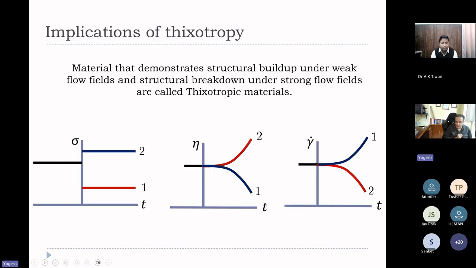What are the implications of thixotropy? The implications of thixotropy are essentially as follows. All right. Assume a material which is being sheared under a stress of this value, let's call this not sigma 1, let's call this sigma 0. All right. And because of that sigma 0, a steady state in the material has been reached whose viscosity is, let's say, eta 0. All right. And its corresponding shear rate is, let's say, gamma dot 0.